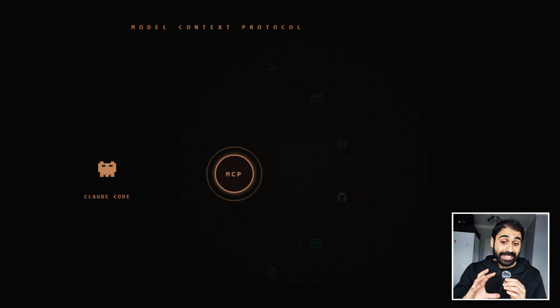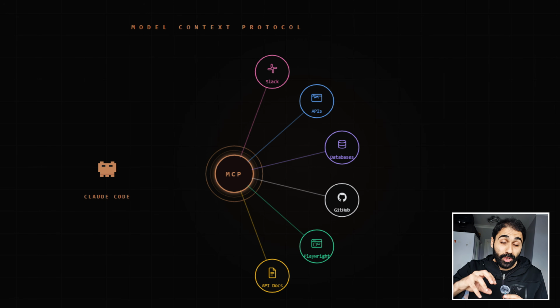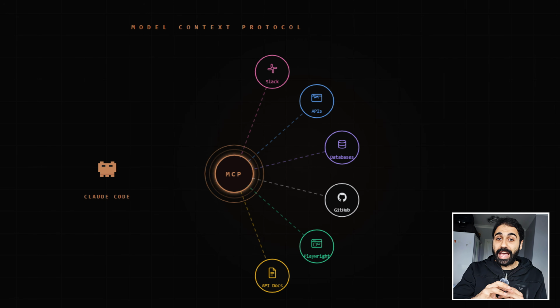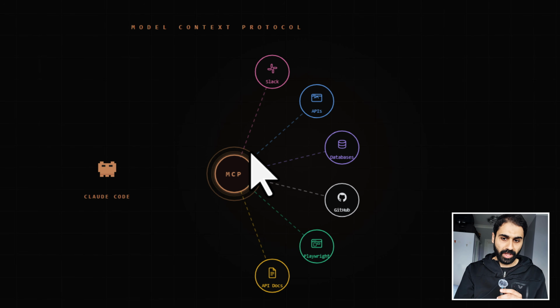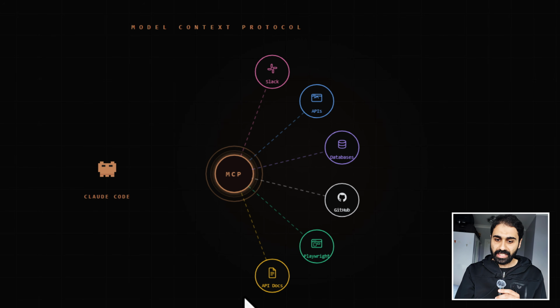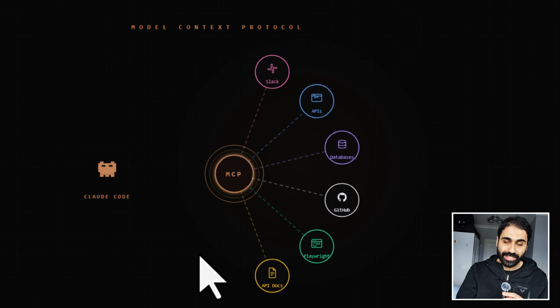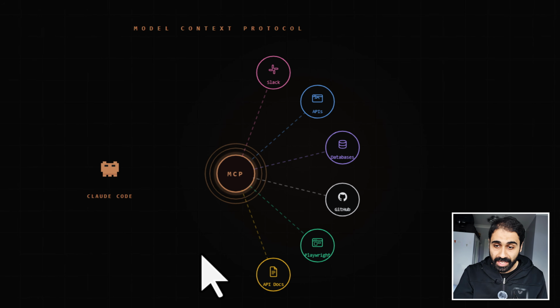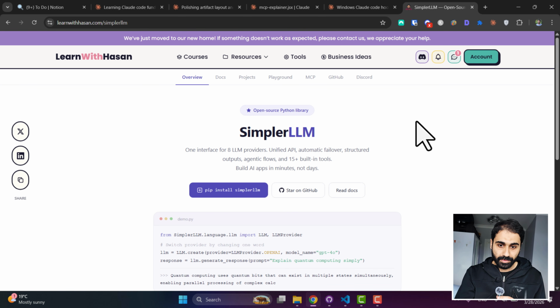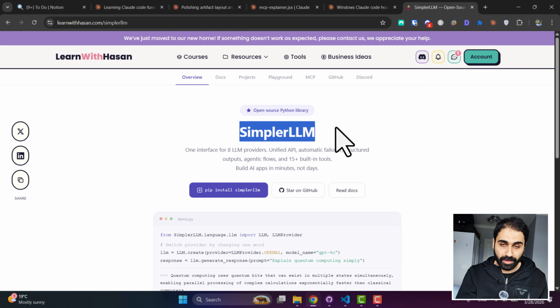So the MCP simply is like an adapter, a unified adapter that allows you to connect with any API or service through Claude Code. You see here, we have the MCP connector connected with APIs, with services, with different applications, with API documentations, and so on. Let me show you a simple example to grasp the idea easily. Here on my website, you will see I have Simple LLM. If you're following, you know it. It's a library I built to interact with language models easily and build AI applications easily.